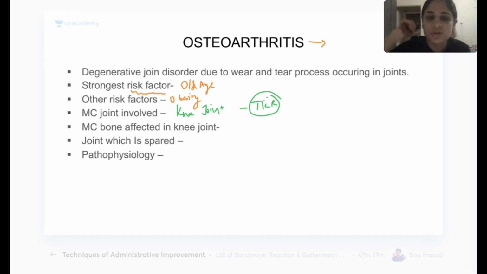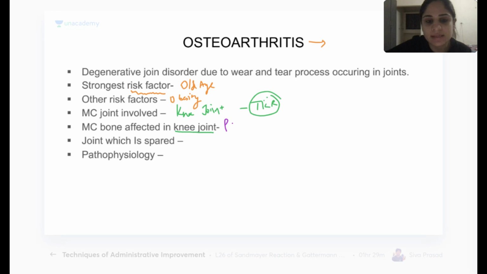Okay, what is the most common bone that is affected in the knee joint also? The answer was written right here below. Out of patella, lower end of femur and upper end of tibia, which is the most common bone that undergoes wear and tear in the knee? It is patella. Very good.